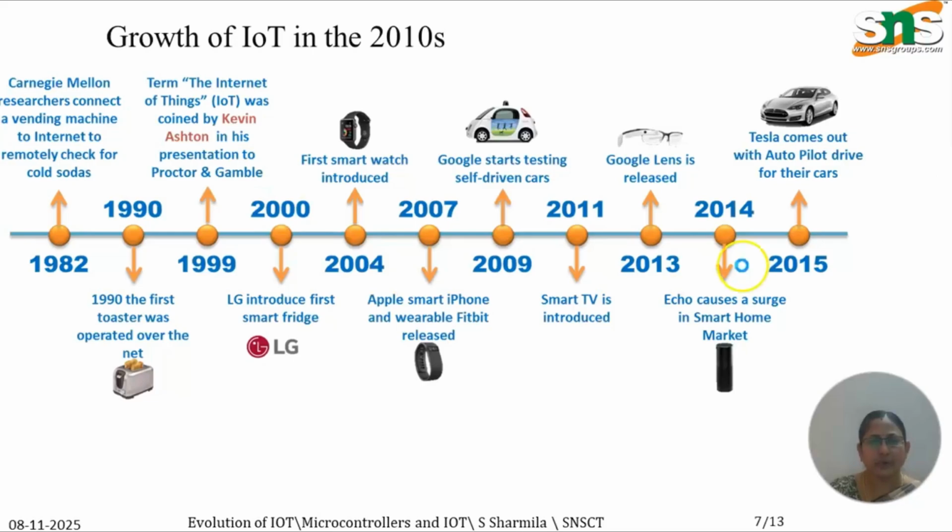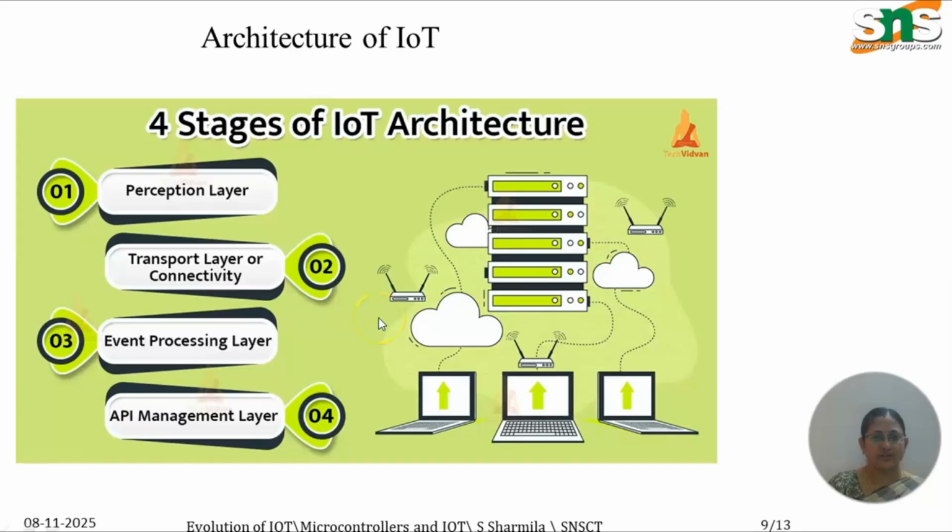Today's IoT ecosystem. Now we see the architecture of IoT. The architecture includes four stages: the first is the perception layer, then the transport layer or connectivity layer, the event processing layer, and the fourth is the API management layer, that is the application-based management layer.